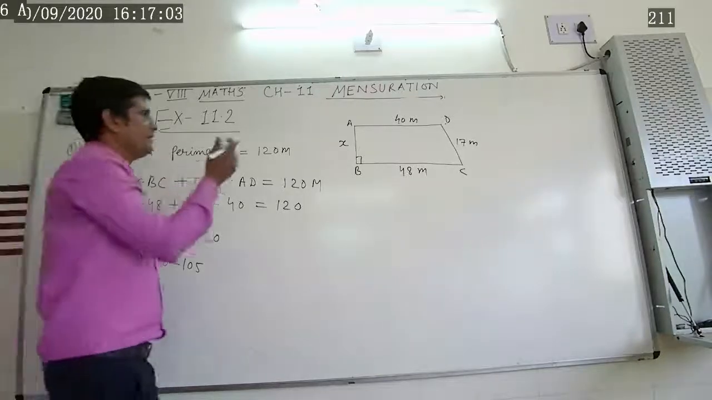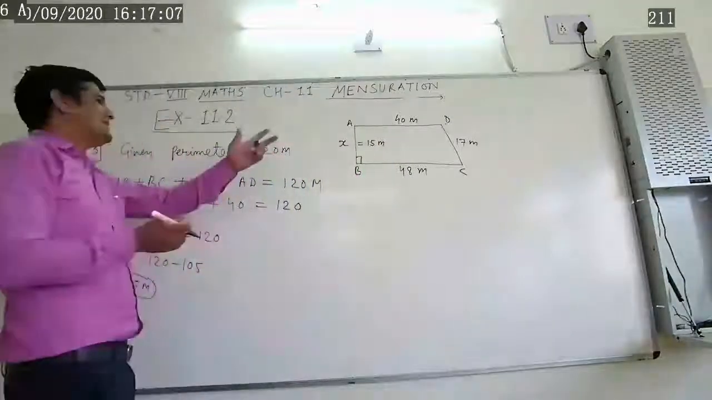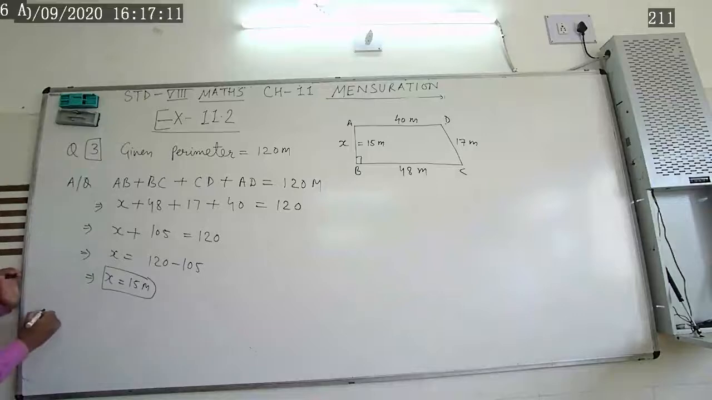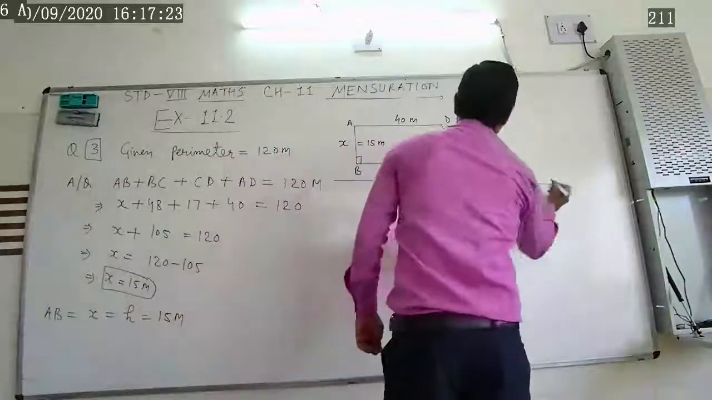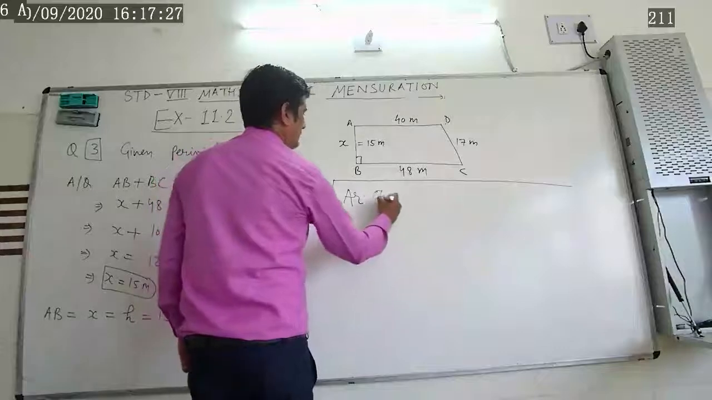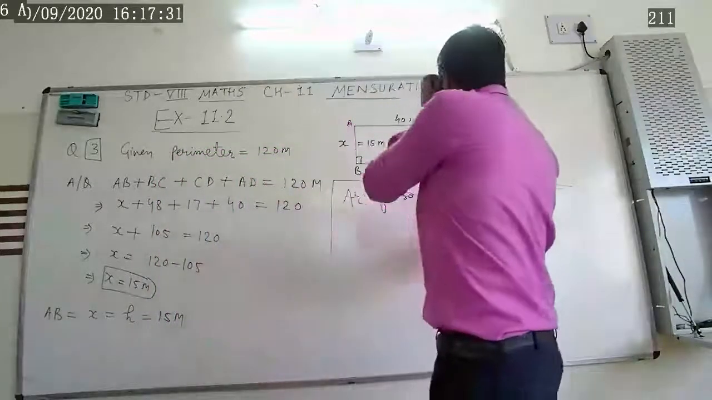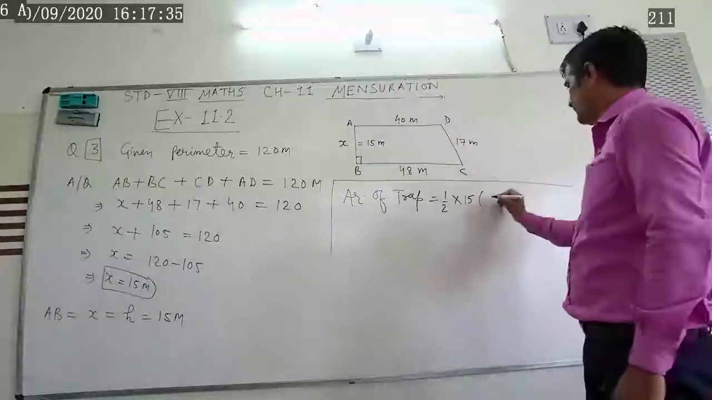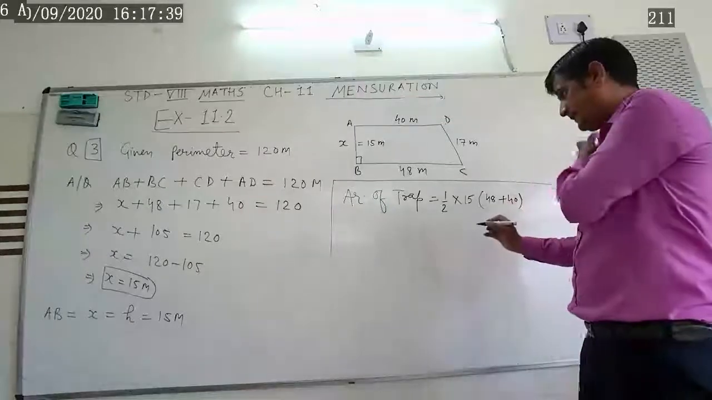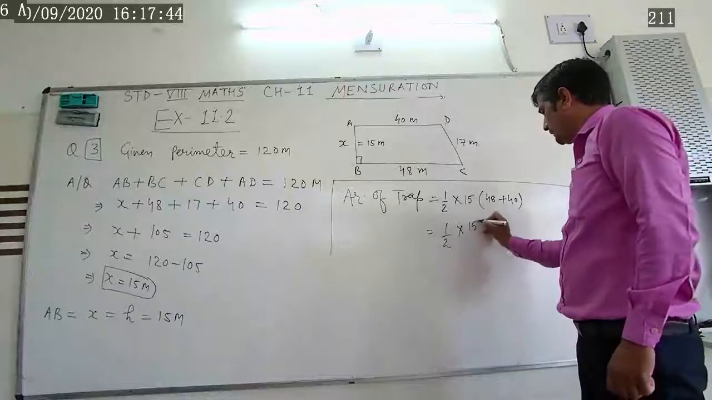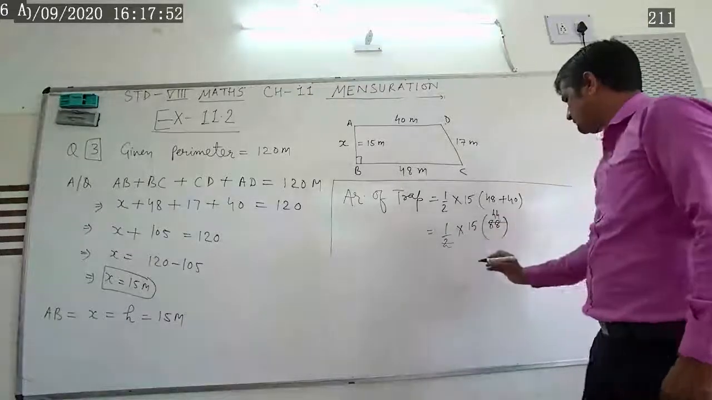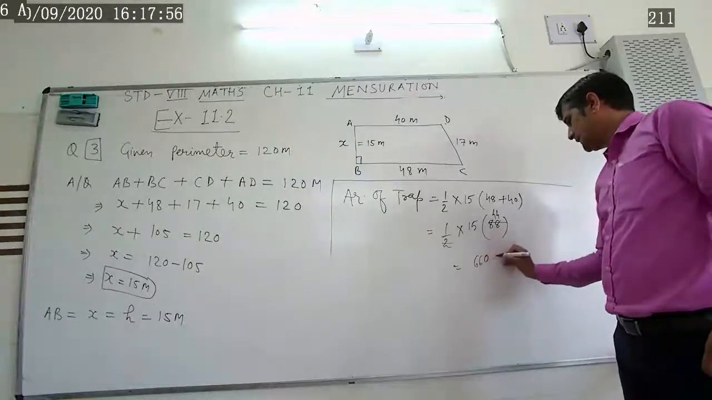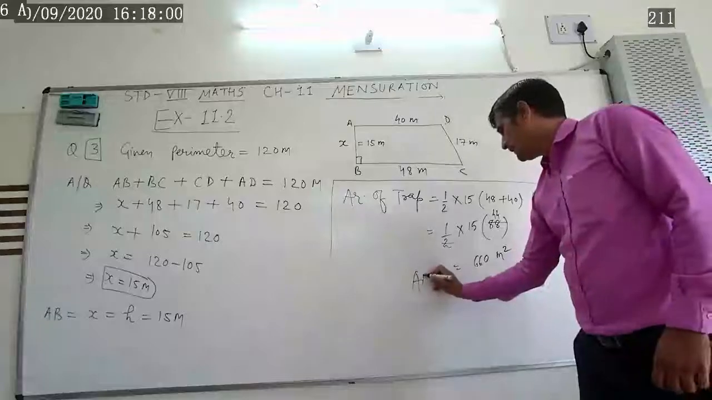So x is coming 15 meter. The value of x will be 15 meter. So what do I have? The perpendicular distance AB is nothing but x, which will be h, that is equal to 15 meter. Now area of the trapezium is 1 by 2 into h, 15, into 48 plus 40, equal to 1 by 2 into 15 into 88, 2 44, 660 meter square. This is the value of area.